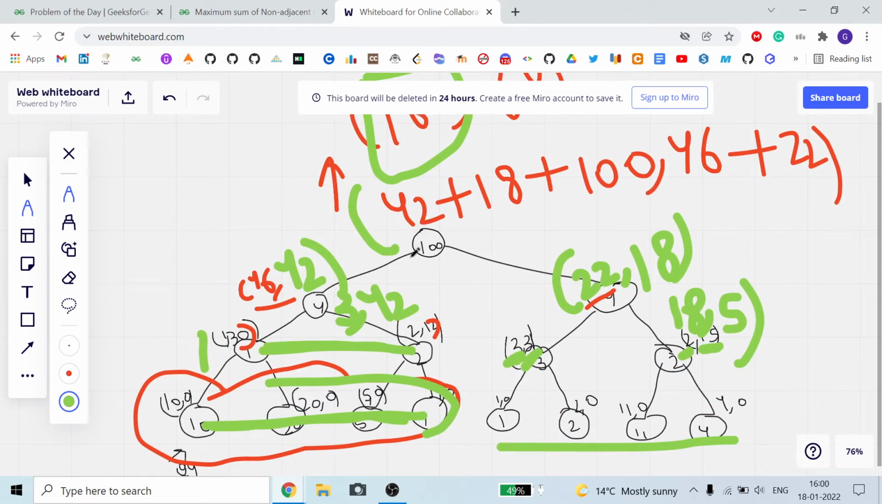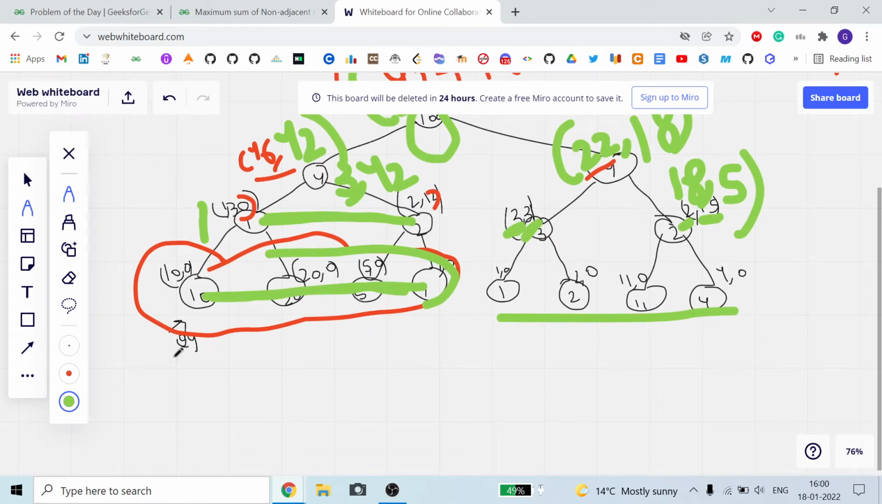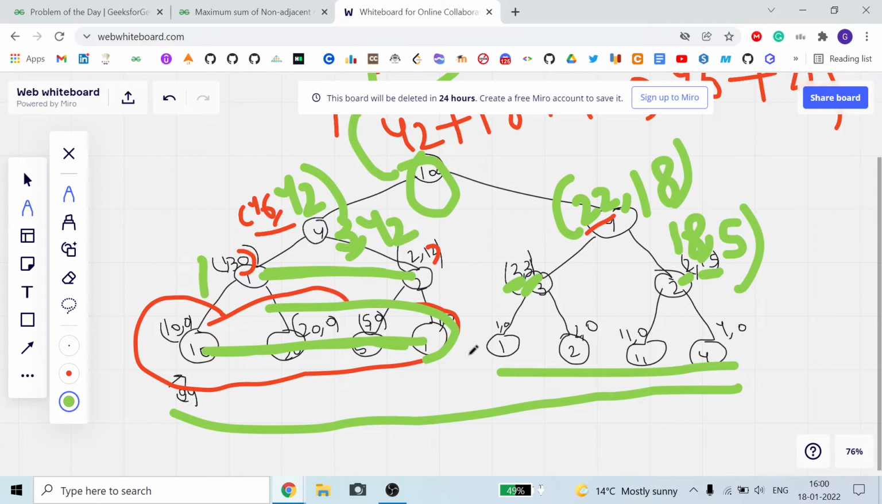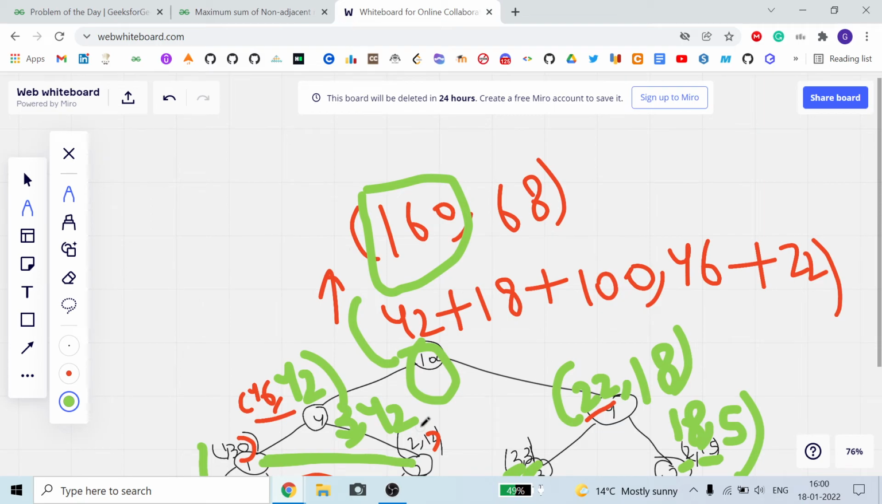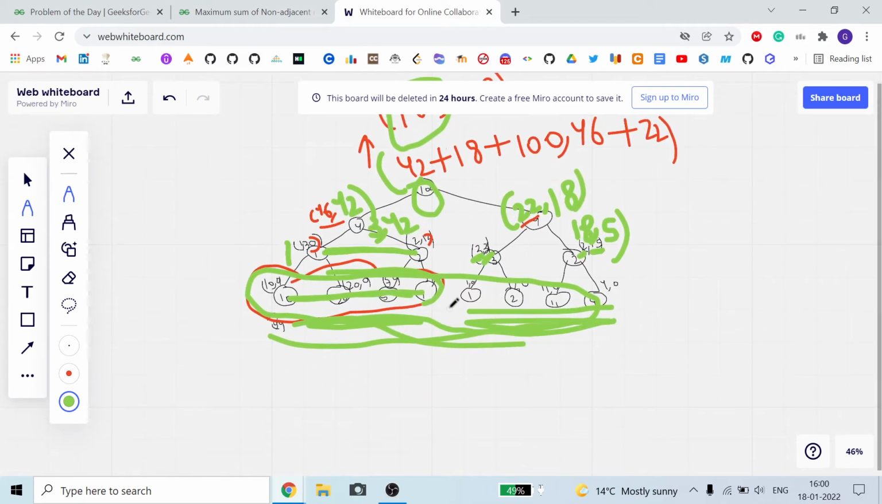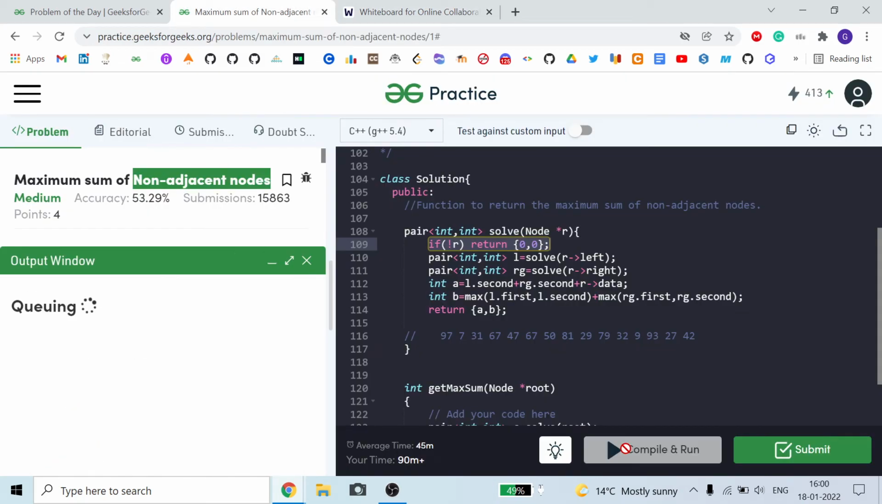How? Add 100 and add all of these branches as well. So these branches and these branches, all the leaf nodes we will add. Okay, so I hope you all understand it. Now move on to the problem. Compile and run. Try to submit it.